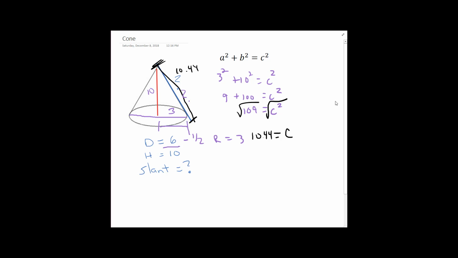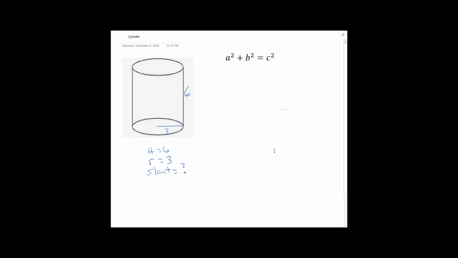Okay, that's a cone. One last one, we'll do a cylinder. Cylinder is the same concept. What they've given us here is the height of 6. So we know that this length, I'll go ahead and color that in, is 6. That's our height, right? And then they've given us the radius, which is 3. Now let me go ahead and draw this in here. What they want us to know is the slant from here to here.